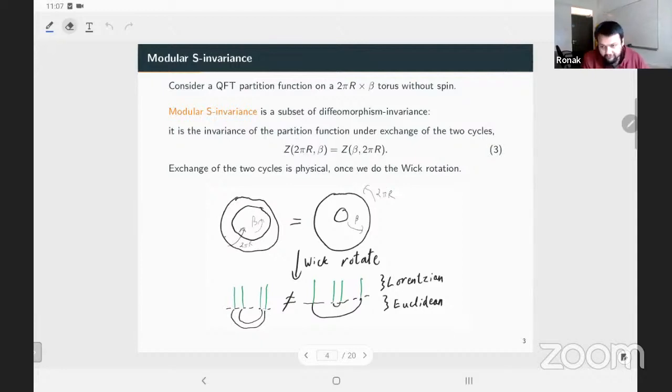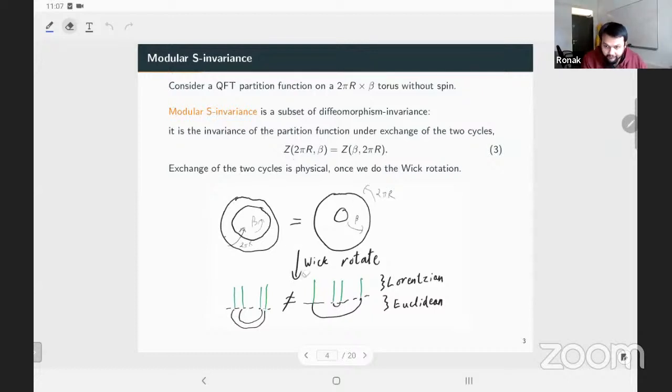Though the partition function, which is a number, is the same no matter what you call time, there is something special about time because eventually we will want to Wick rotate the time and go to Lorentzian space, and then it matters whether we are looking at this or that. And this I have illustrated here. So I've taken a case where beta is much bigger than 2 pi r. So the equality is that this partition function and this partition function are the same.